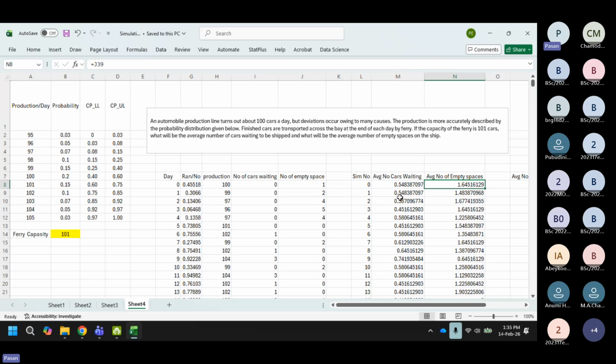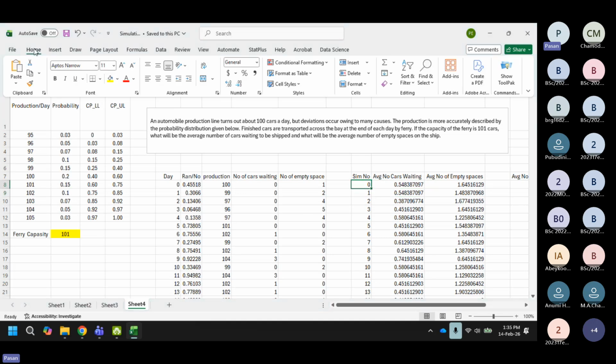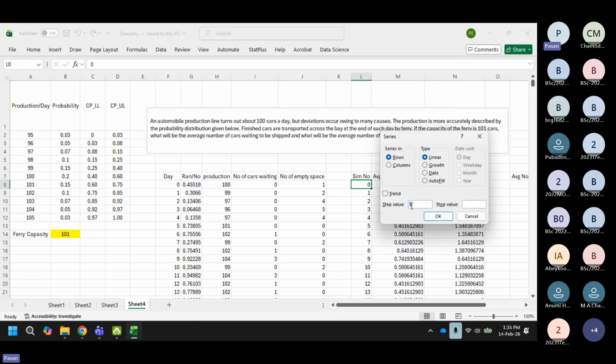So now let's see how we can do this, right? I just copy and paste these two numbers there. And if you look at this here, I'm using some command like that, right? So let me show you how this command comes in. Again, to run these simulations, I can go to Home and this Series here, and then I can put 5,000 here, increasing by one, and I have to make sure that it is in the column, right?